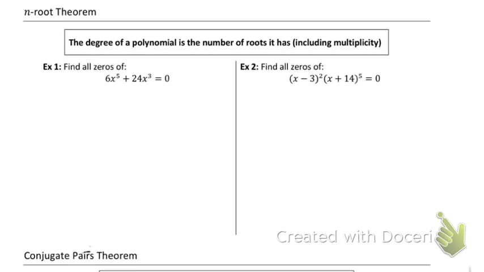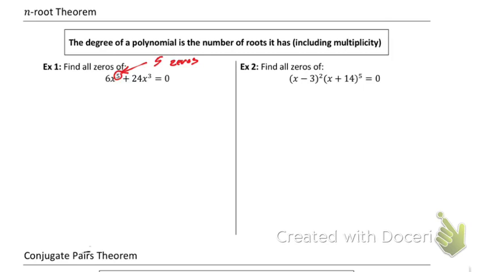So the fundamental theorem of algebra says the degree of the polynomial is the number of roots it has, including multiplicity. So to figure out how many zeros you have, just go to your biggest power. So we have 6x to the 5th plus 24x cubed. Our biggest power is 5. Let's circle that in red. So there are, in fact, 5 zeros.